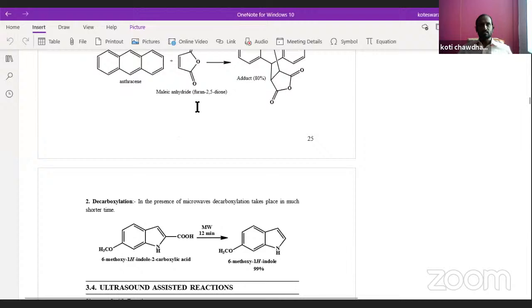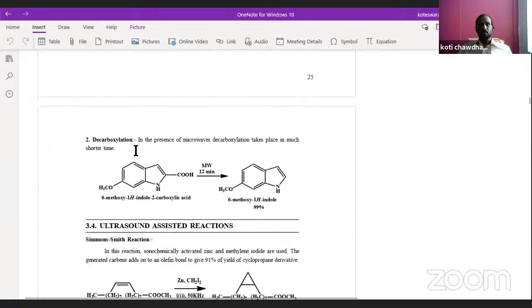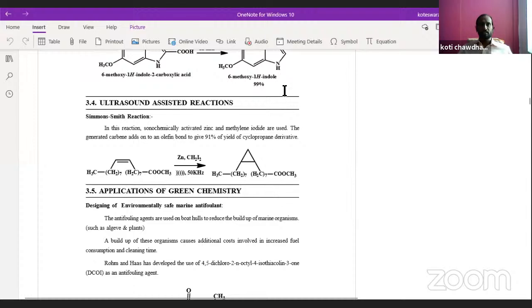Here anthracene is used. It acts as a diene and the maleic anhydride acts as a dienophile. Then it produces the adduct. Next, decarboxylation of indole carboxylic acid in microwave synthesis. It is a neat reaction in which we are not using any solvent at all. Just simply heating it, it undergoes decarboxylation and produces 6-methoxyindole with 99% yield.